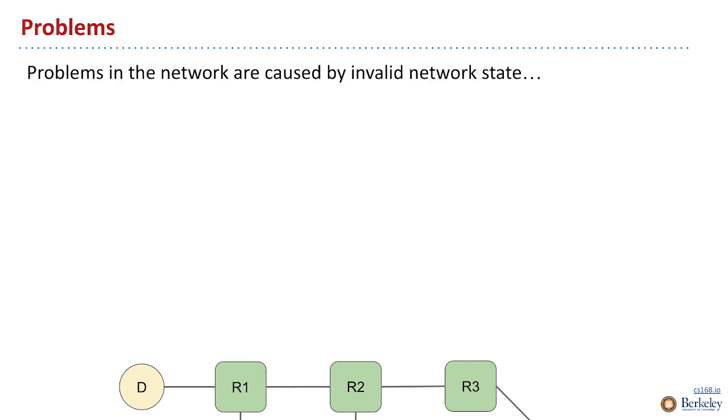What are some problems that we're going to run into? Well, generally, our problems in the network are caused by some sort of invalid network state. And so I'll turn to you and ask, what are possible sources of invalid network state? What are issues that we can run into in the network that are going to cause us to not route optimally?